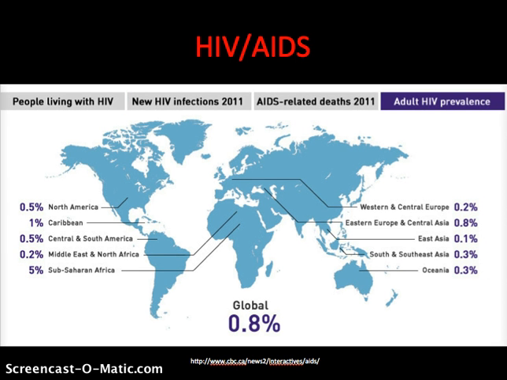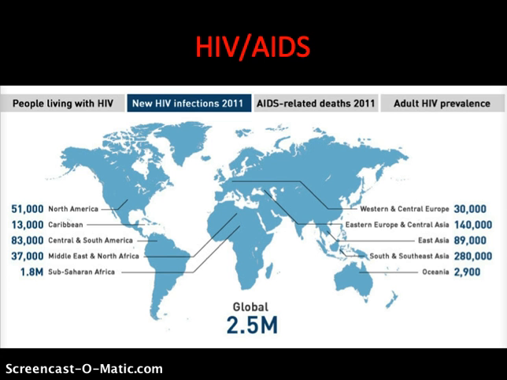Adult HIV prevalence globally is at 0.8% of the global population. This is 5% of the population of Sub-Saharan Africa, 0.5% of the population in North America, 0.8% in Eastern Europe and Central Asia, and 0.3% in South and Southeast Asia.